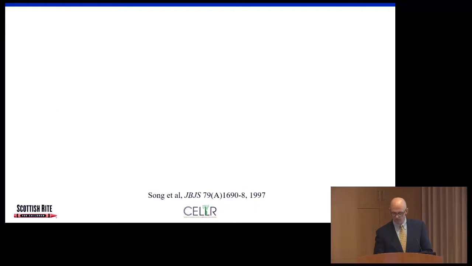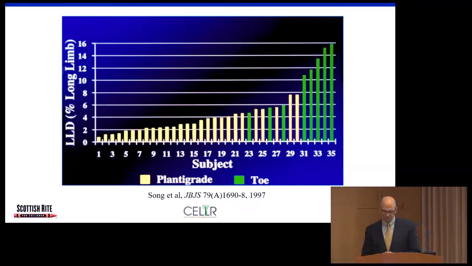So this is a chart taken from a study done at this institution back in the late 90s. What this chart shows is 35 patients with varying limb length differences, increasing as we go from left to right. The percent of the long limb is the y-axis. It's not the actual limb length difference, but the percentage difference. So if we put that red line at about 5% relative to the long side, you can see that those in the green are those who are walking up on their toes. And it's really once we get to that 4 centimeter or about 5%.